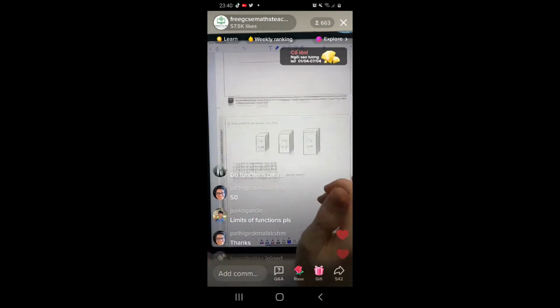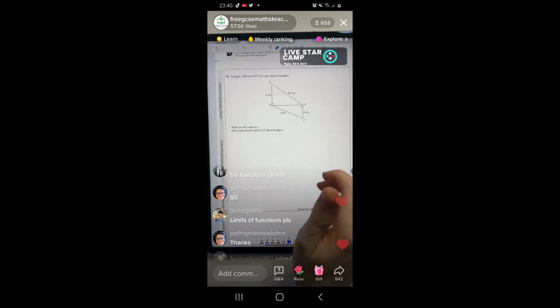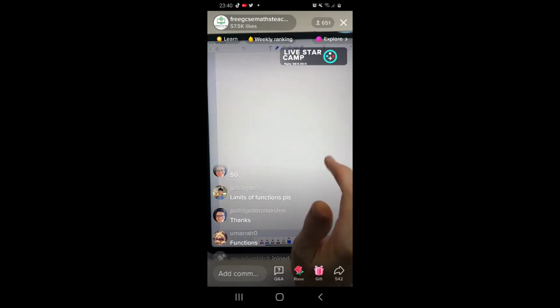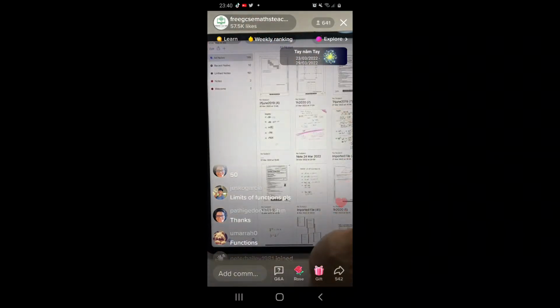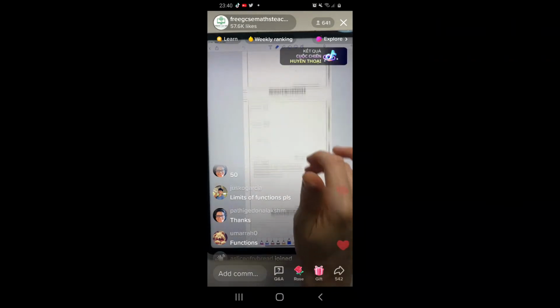So we're trying to find questions that people ask for. Again, it depends which papers they've come from. So if we come out of that paper, these are taken from Edexcel, OCR, AQA, and so forth.